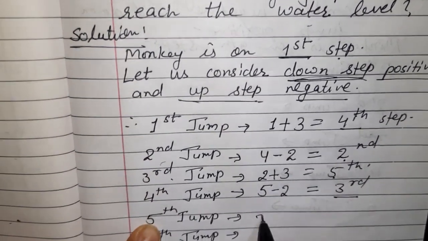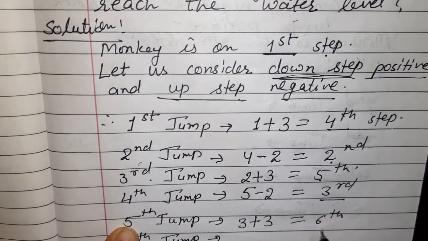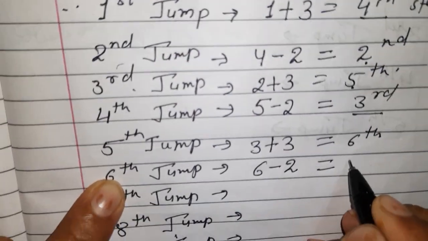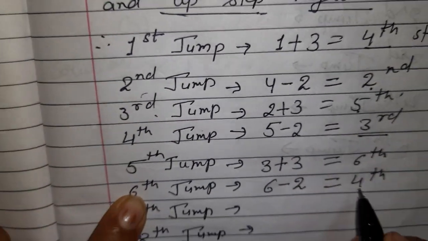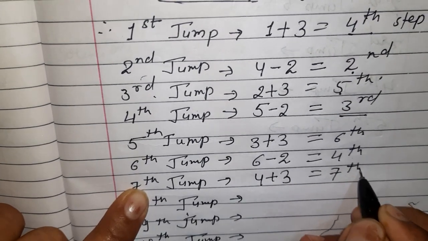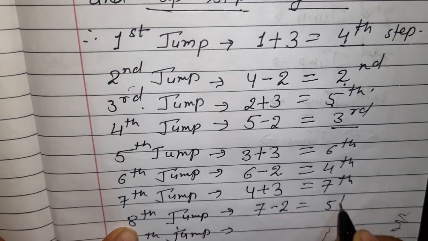Again in the fifth jump, 3 plus 3, that is on the sixth step. Okay, in the sixth jump minus 2 backward, so that is on the fourth step. Then again on the fourth add 3, that is on the seventh step. Then in the eighth jump, 7 minus 2, that is on the fifth step.